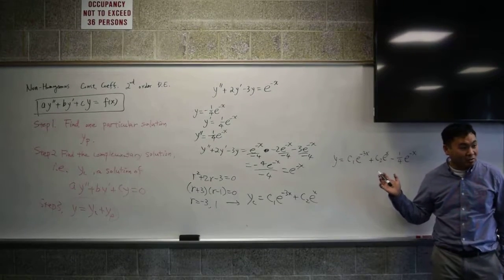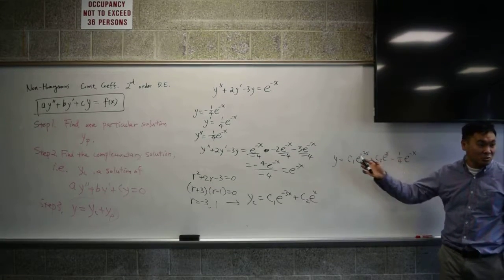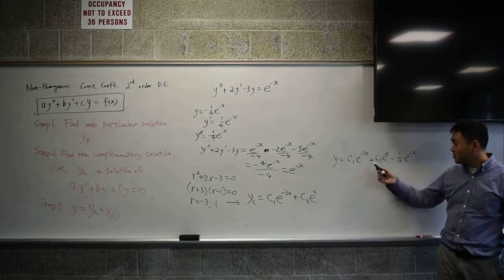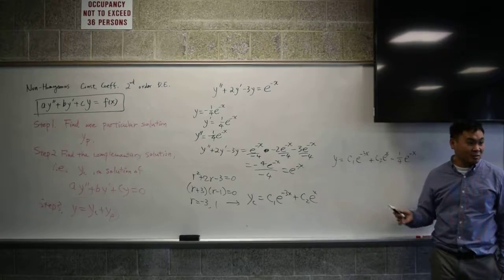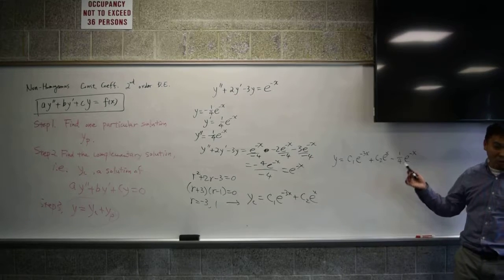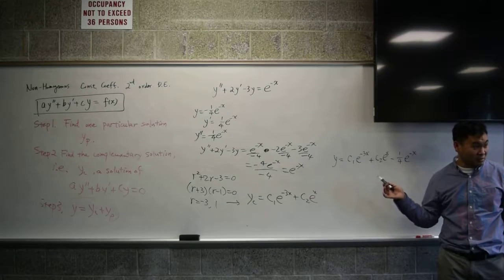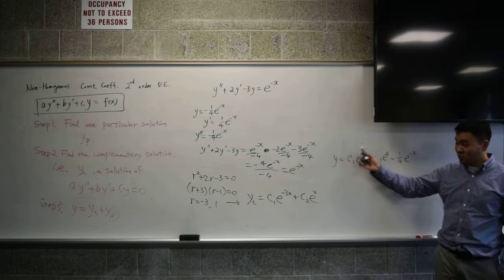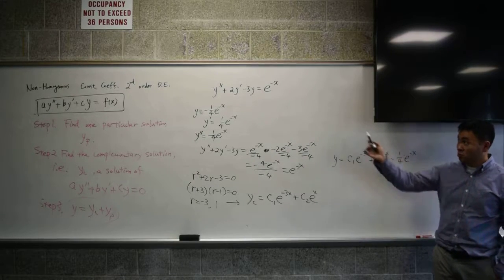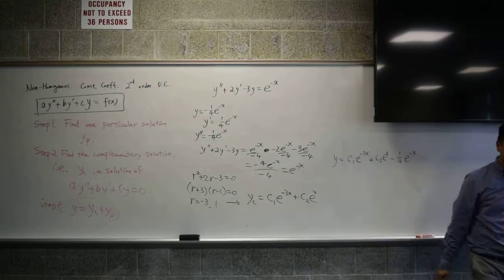How many free parameters does this have? 2. Okay. Since these are linearly independent, then for different values of C1 and C2, you will always get different solutions, definitely. Right? So that's good. That's the generic solution of the given equation.